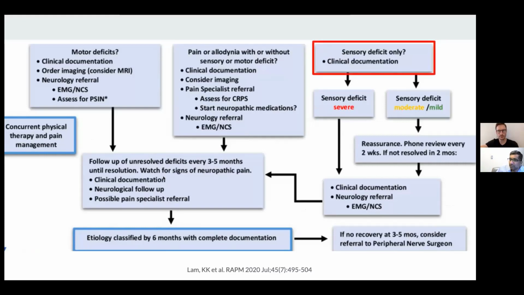The vast majority, in fact, I've never seen a quote unquote severe sensory deficit. Most of the time, it's a mild paresthesia where reassurance that this is going to resolve is all that's needed for the first period of time. If it's quite prolonged, then we would have the patient come in for an assessment and potentially a referral for neurologic assessment.